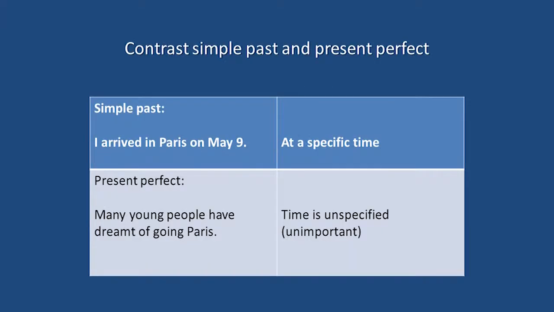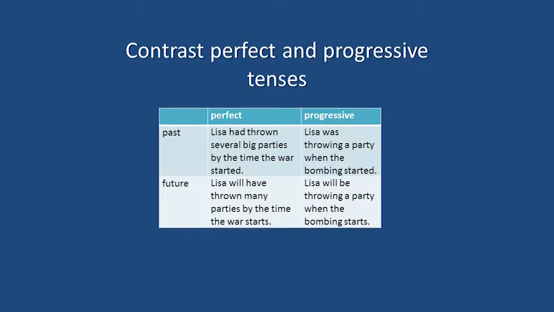The simple past is used with specified times. Don't specify a time with the present perfect. I have been in Paris at 9 a.m. doesn't make sense. The present perfect can be used in general sentences. Many young people have dreamt of going to Paris. The time is unspecified and not the point of the sentence. Okay, if we subtract the present tenses, we're left with 4 tenses: past and future, perfect and progressive.